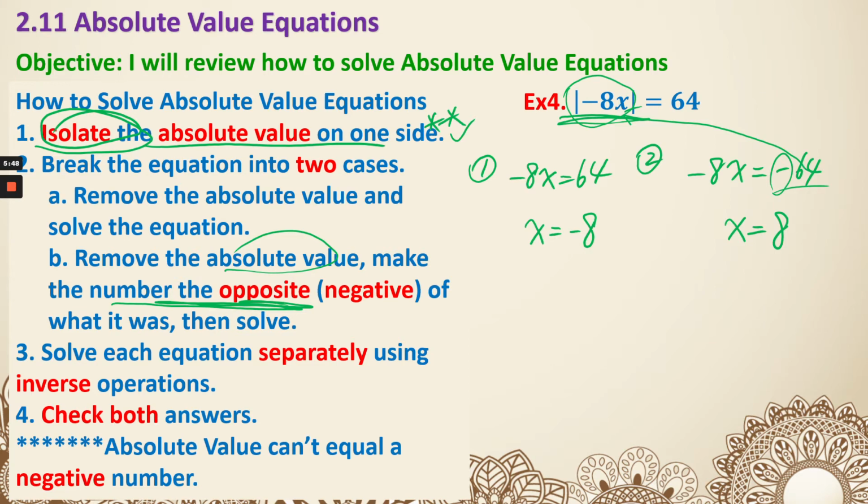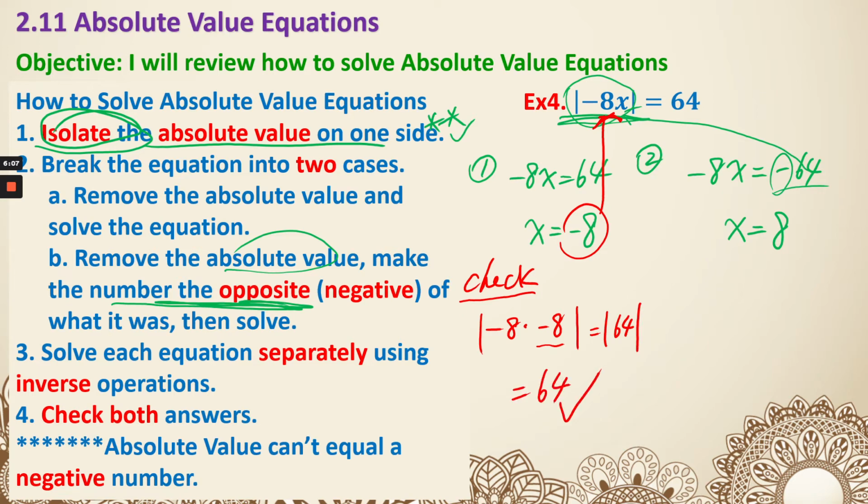So last, we do actually want to check our answer. I'm going to show you the checking on some questions to just clarify things. So for this one, I'm going to just plug it back in. So negative 8 times negative 8, which is x. Inside absolute value, that's going to be the absolute value of 64, which is 64. That means we got it right.